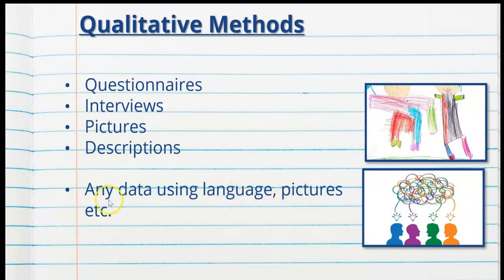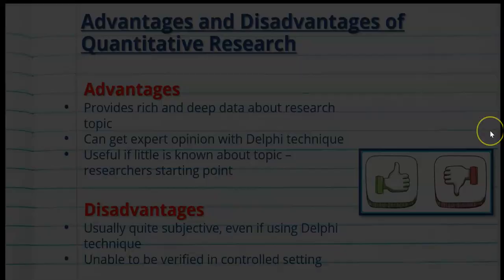So language, pictures, etc. So sometimes when we're working with children or child psychology, they're not old enough or cognitively developed enough to describe something or interpret questions or surveys or things like that. So we'll get them to draw a picture of how they feel or what happened or their interpretation of whatever it is that we're studying or getting their opinion on.